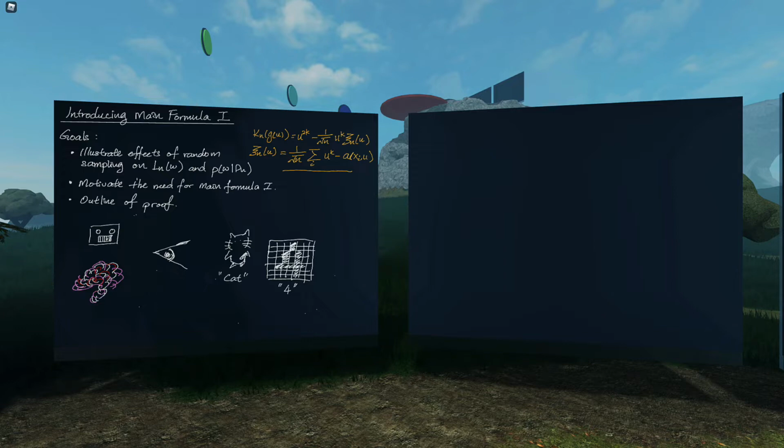All right, so let's start. We'll go through some illustration of the effects that random sampling of the training data has on the log loss function, and therefore on the posterior. We will motivate the need for Main Formula 1 because of our intention to study the random sampling, and then we'll outline a proof for Main Formula 1.